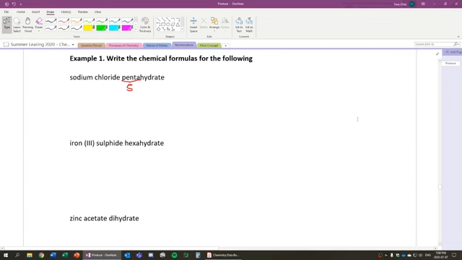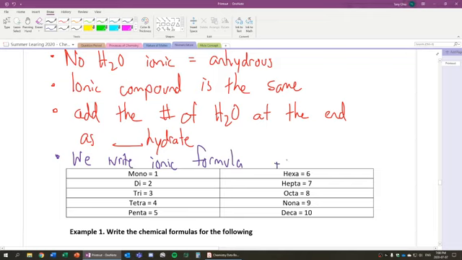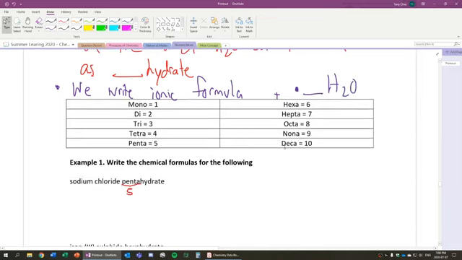So how do we write its chemical formula? Well, to write its chemical formula, I actually have to add one more thing here. We write the ionic formula plus a dot, the number, plus H2O. So what does that look like? If you look at sodium chloride pentahydrate, we know sodium chloride is NaCl. So now we add a dot here, and we write penta, which is 5, H2O. What this tells us is it's sodium chloride with 5 water molecules attached to it. So that's sodium chloride pentahydrate.